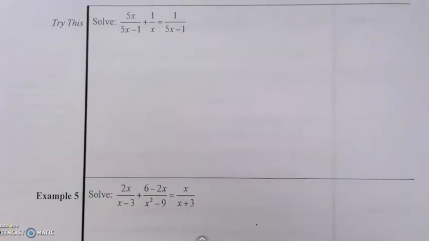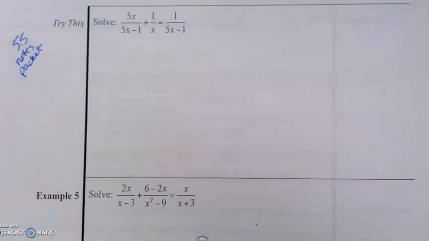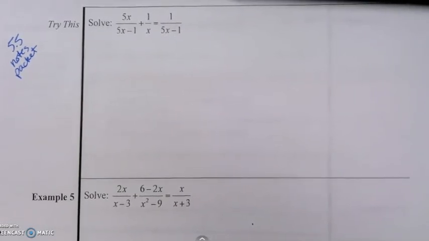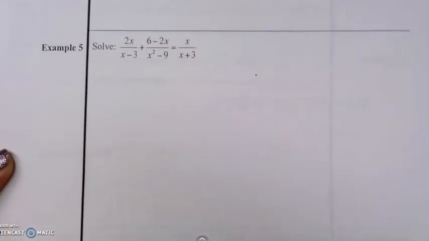Okay, now I want to finish the last couple of examples from the 5.5. This is the 5.5 notes packet. So if you need to get that out, go ahead and pause the video. I'm still going to leave the try this for you to solve, and you can collaborate on that with your group. So we're going to look at example 7.